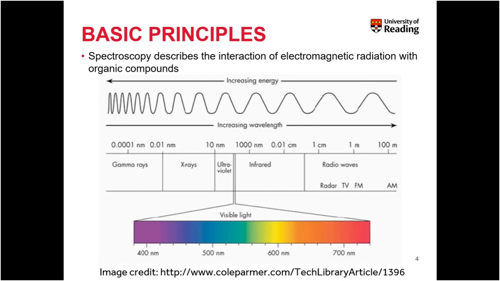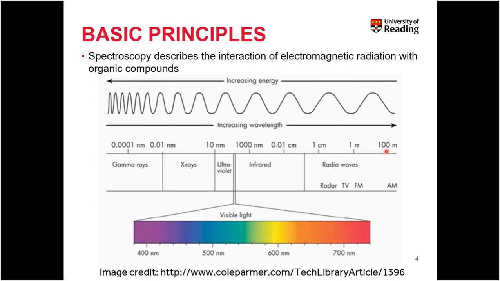Now, the diagram that you can see on here is the electromagnetic spectrum. Now, this can be represented as a wave going from a long wavelength to a short wavelength. Now, the wavelength is the distance between these peaks, and you can see that as we move to the right, the distance increases. Now, as our wavelength increases, the energy that those waves contain decreases.